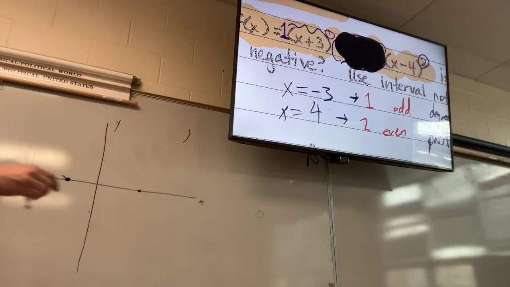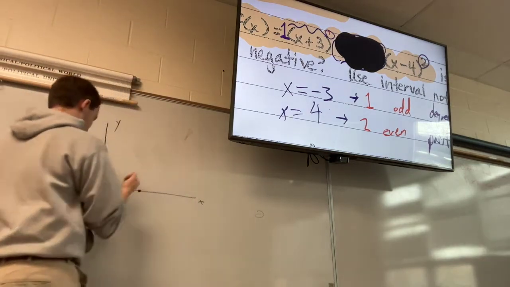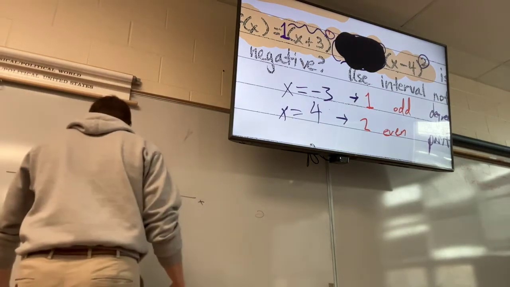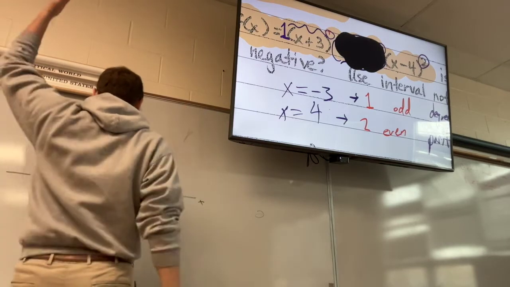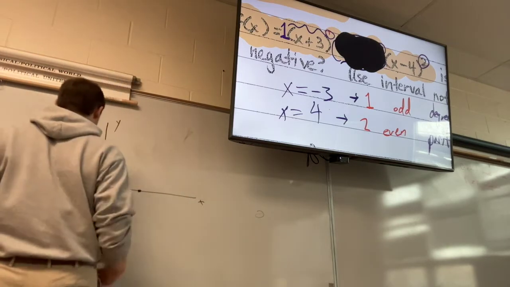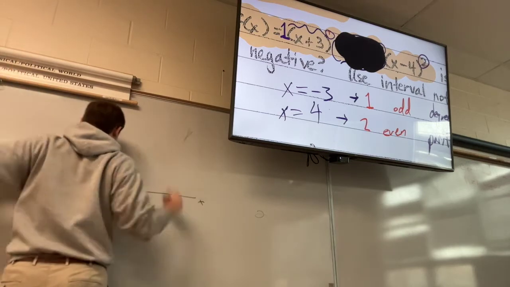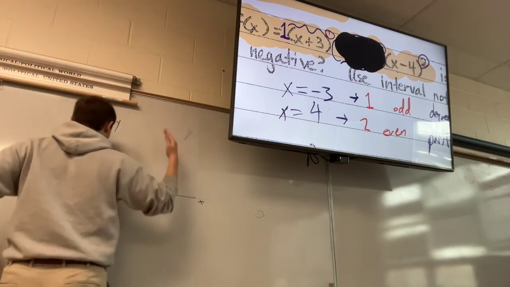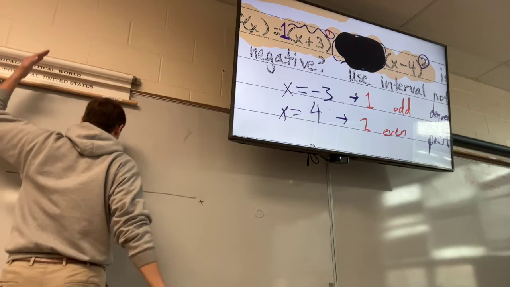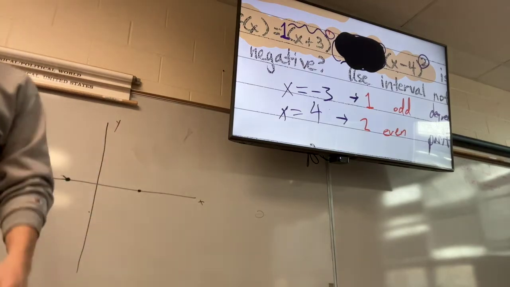So what does the end behavior look like? Will the ends look the same or different? Different, right? That's because it's odd degree, and a positive lead coefficient. So is it going to look like A or B? A. Okay, good.